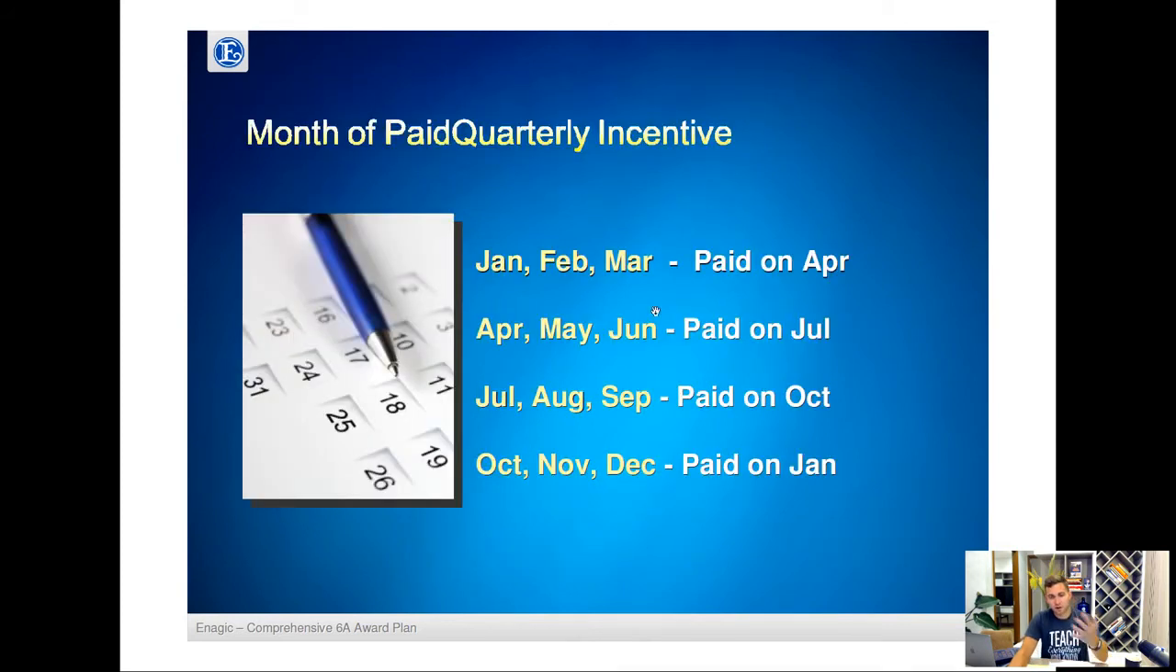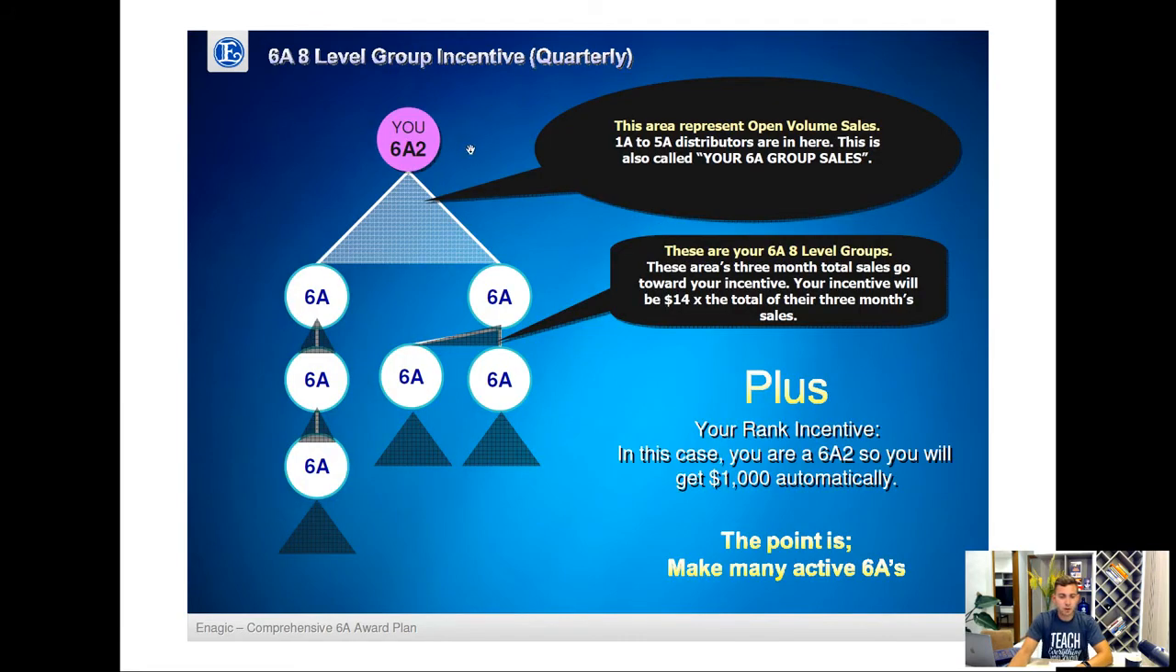All right, and here are the payouts. So for January, February, March, you're paid out in April, and that continues through the rest of the year. Now, here is the structure. So again, here's your open volume sales between you and your next 6As down, right? For any 1A to 5A distributors in your entire organization above any other 6As, those are your 6A group sales or your open volume sales. And then these, again, are your 6A 8-level groups.